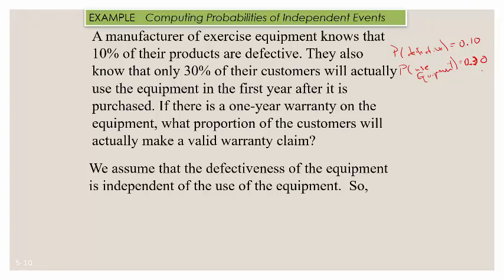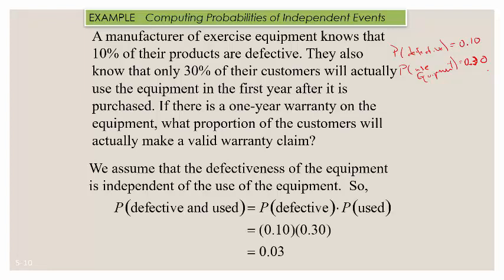Well, what needs to happen for them to make a valid warranty claim? It needs to be defective, and they need to use the equipment in the first year. We're going to assume that defectiveness and use of the equipment are independent. I don't think it being defective would matter if someone tries to use it or not. They'll use it and then they'll say, hey, it's defective. So the probability that someone makes a valid claim is that it's defective and used. We see the and statement, and that tells me to multiply.